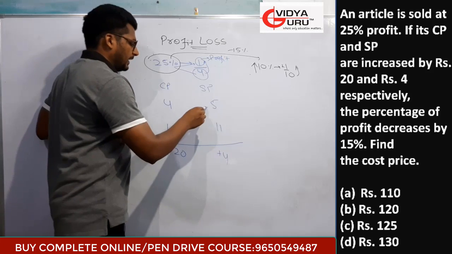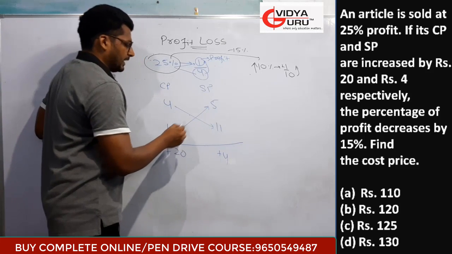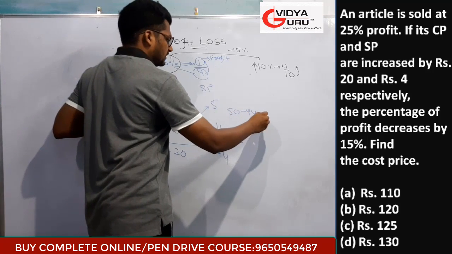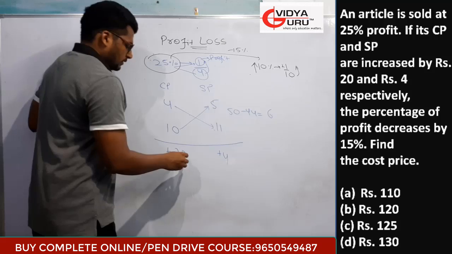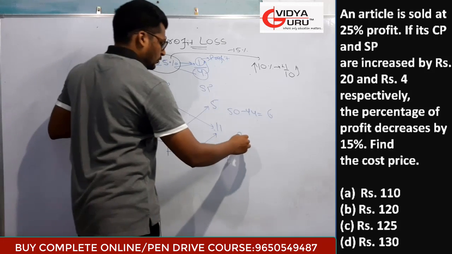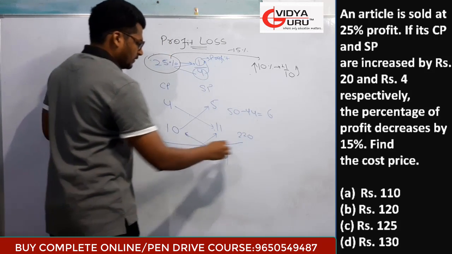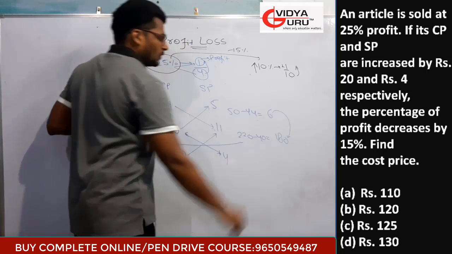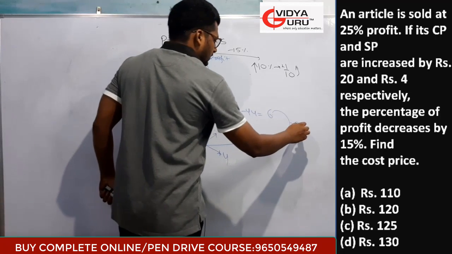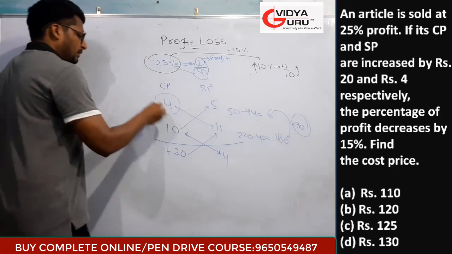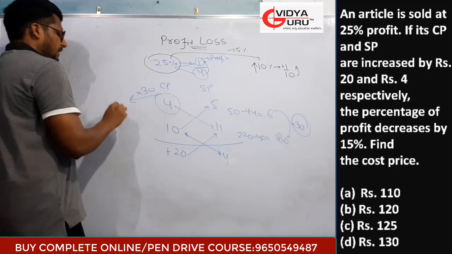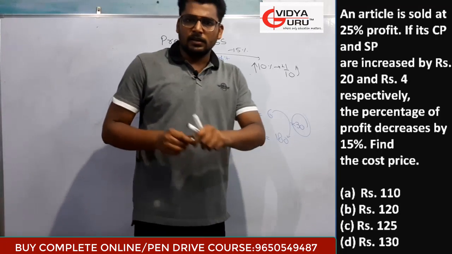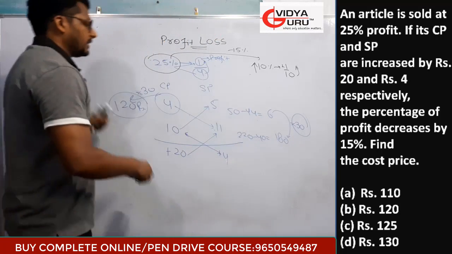We can cross multiply and take the difference. 10 5s are 50 and 11 4s are 44. What is the difference? 6. 20 11s are 220. 4 10s are 40. We will take the difference. That means the value of 6 is 180, which is 30 times. Then the CP, which was 4, will also be 30 times, 120. This is another way of solving it. Coming on to our next question.